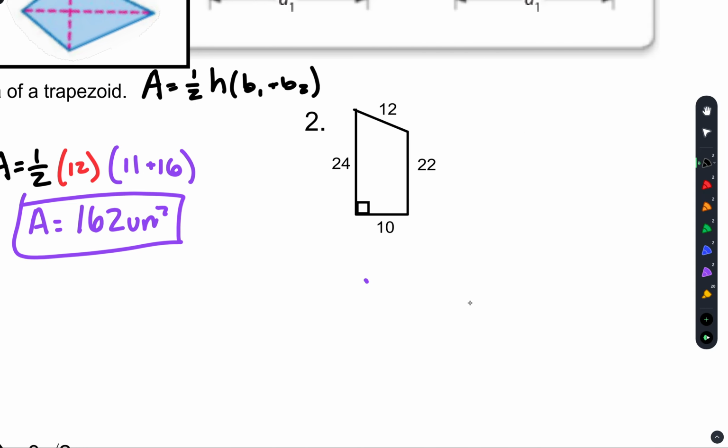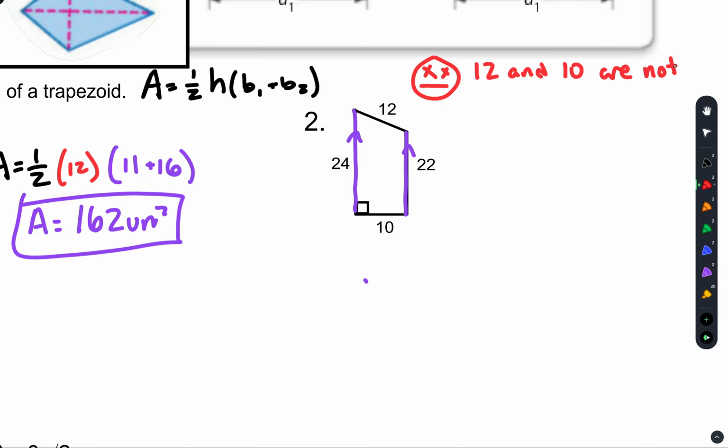We're going to make them a little bit harder now. Okay, number 2. What are our bases here? Dahlia? Perfect. Do not let it trick you. 24 and 22 are our bases because they are parallel. Maybe make yourself a little note up here. 12 and 10 are not bases. They're not parallel. And then what's the height then?